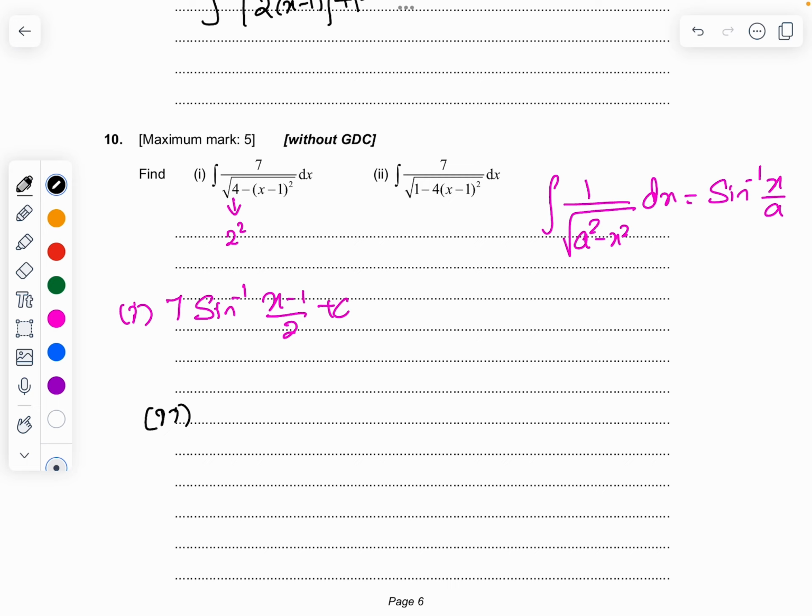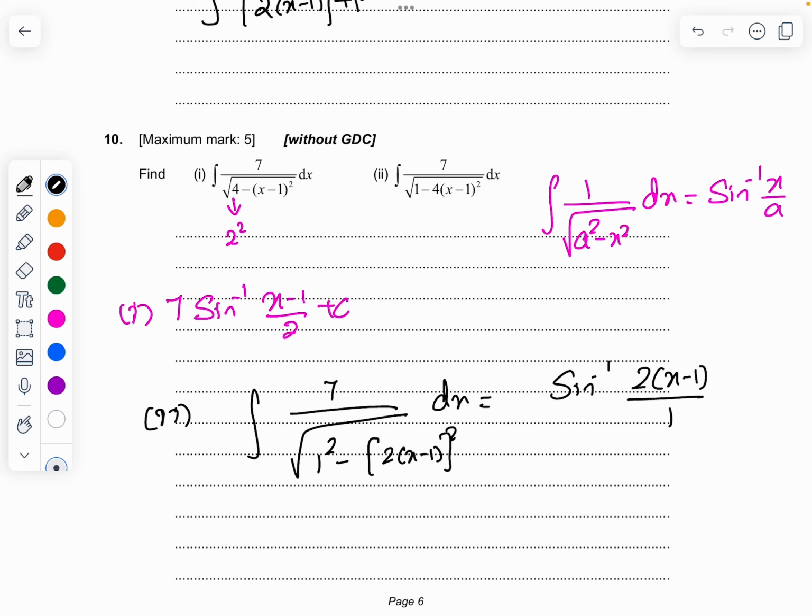For the second one, it will be integral 7 upon square root of 1 square minus 2 times of x minus 1 whole square. So it will become sine inverse of 2 times of x minus 1 upon 1, and because of this 2x, divide by 2 plus c.